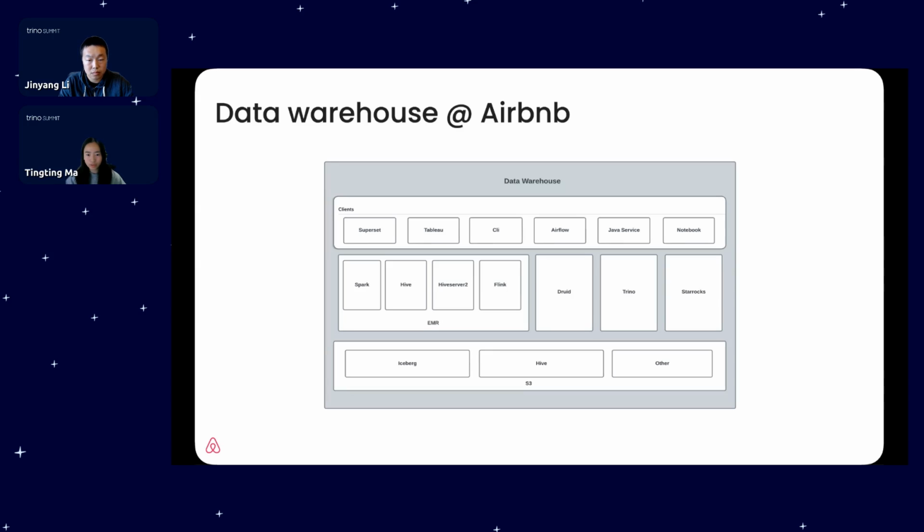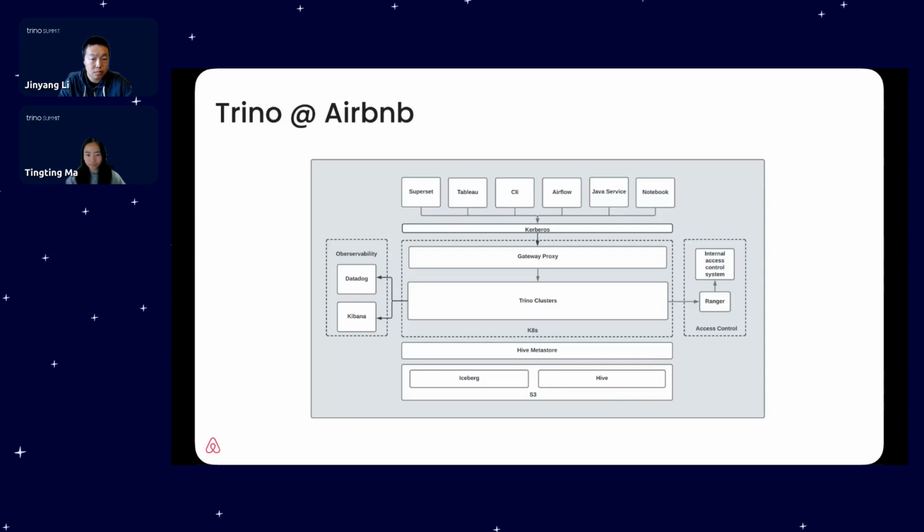Now let's zoom into the Trino setup. This picture shows how we set up Trino in Airbnb and how Trino interacts with other components. For clients, we have the same clients as shown in the previous picture. For Trino, we have a proxy layer on top of Trino clusters and multiple Trino clusters behind it. Clients need to connect to the proxy through Kerberos. Our Trino clusters and proxy are all running on Kubernetes.